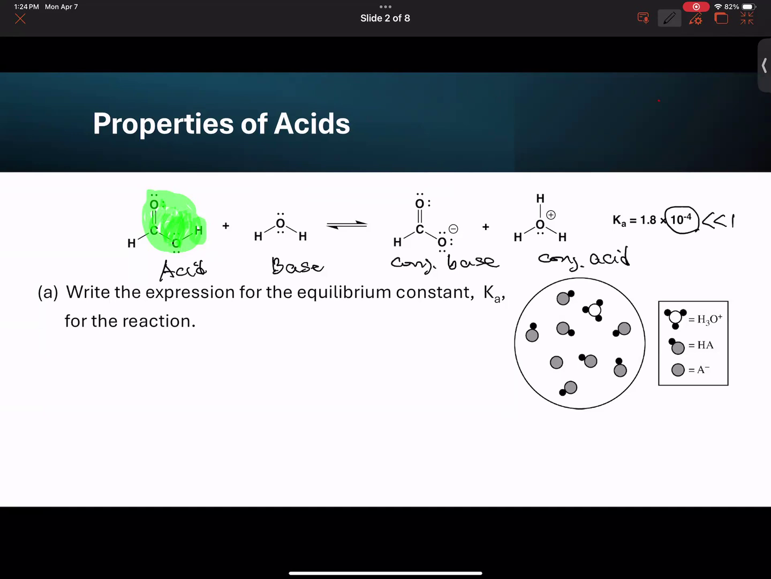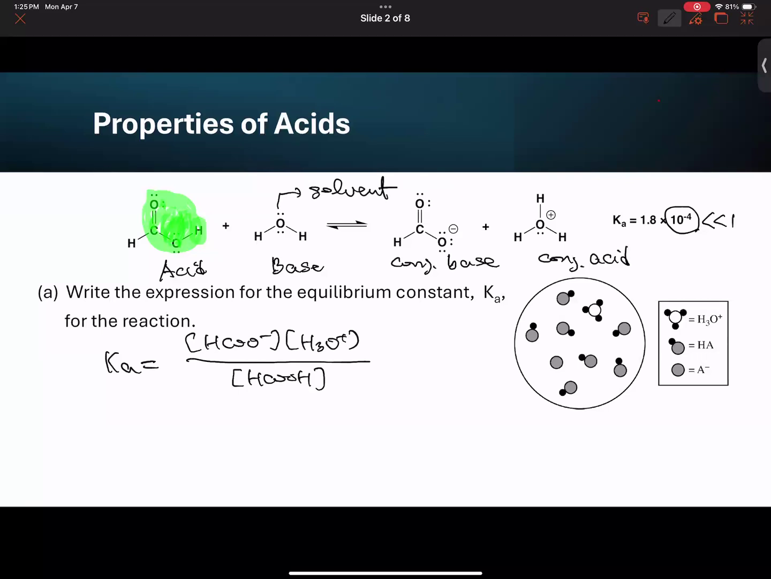And let's look at number 1. Write the expression for the equilibrium constant, this acid dissociation constant Ka, for the reaction. Ka is defined this way. Ka is the equilibrium constant, so the product concentrations in molarity, let me write brackets right there: the conjugate base, this methanoate ion, multiplied by the conjugate acid, hydronium ion concentration, over the acid concentration, methanoic acid.